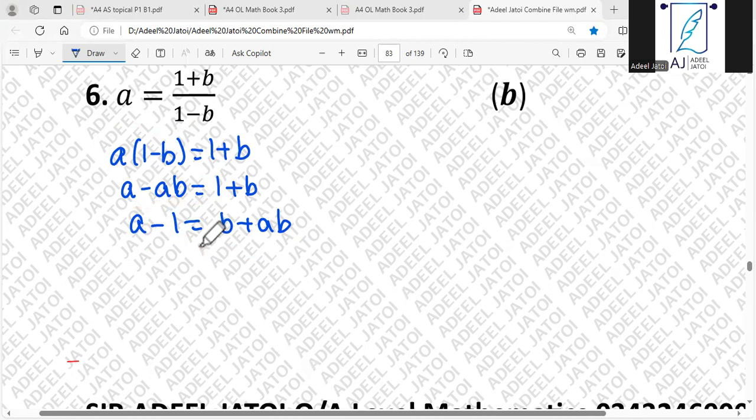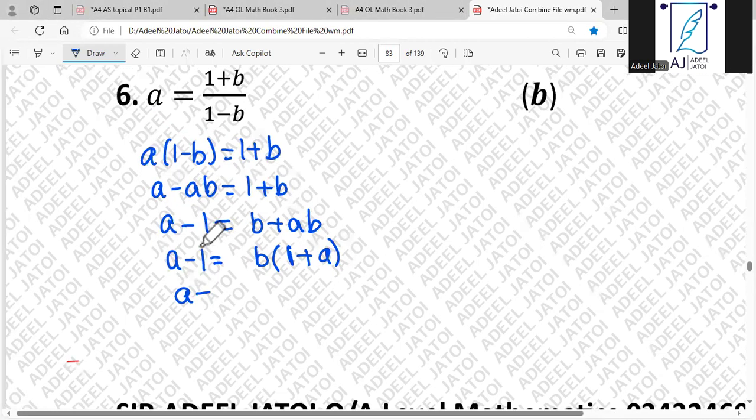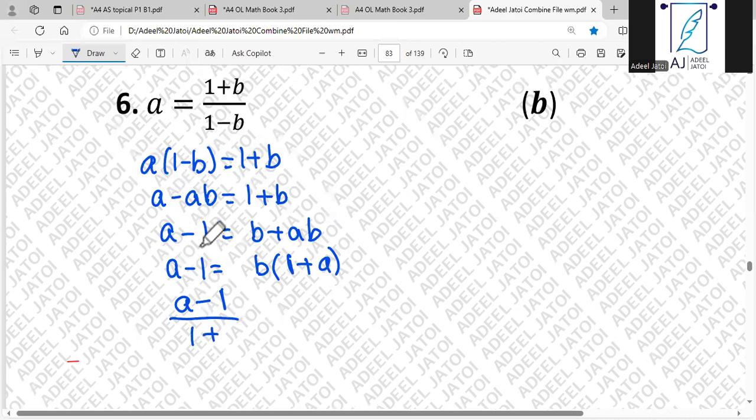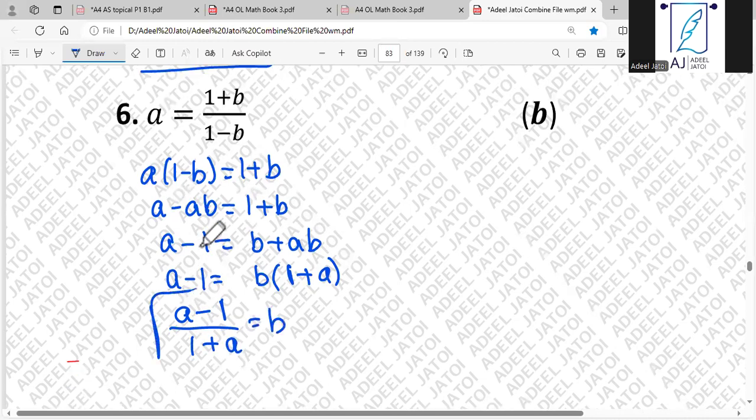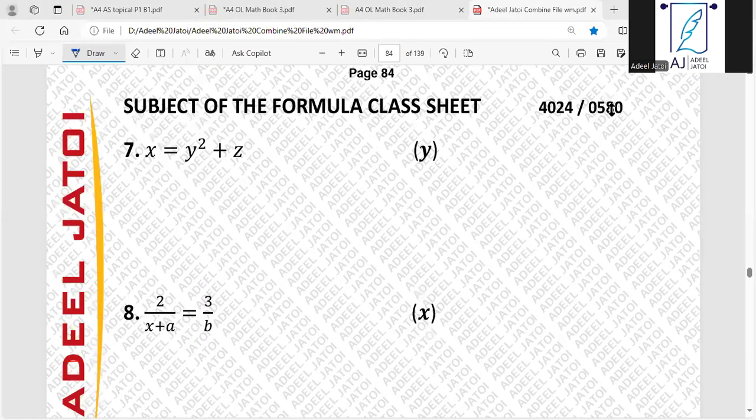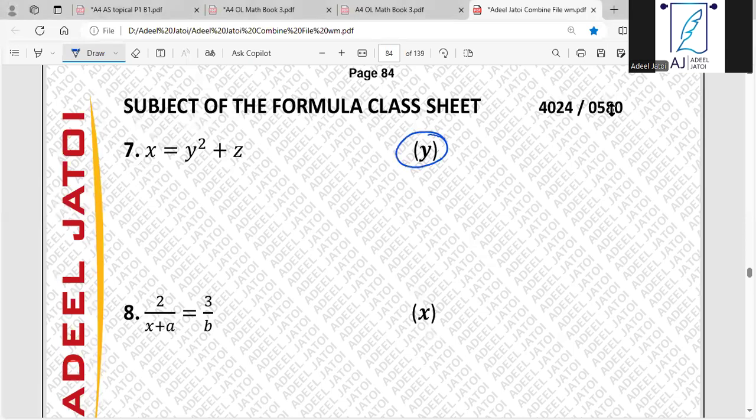So I can take common as B. So when B is common, I'm left with 1 plus A. So 1 plus A is being multiplied, it will be divided on the other side. So it will become what? A minus 1 upon 1 plus A. That will be what? B. Answer for what? Question number 6. Let me know. Now what you see is that you need to make Y the subject, right?